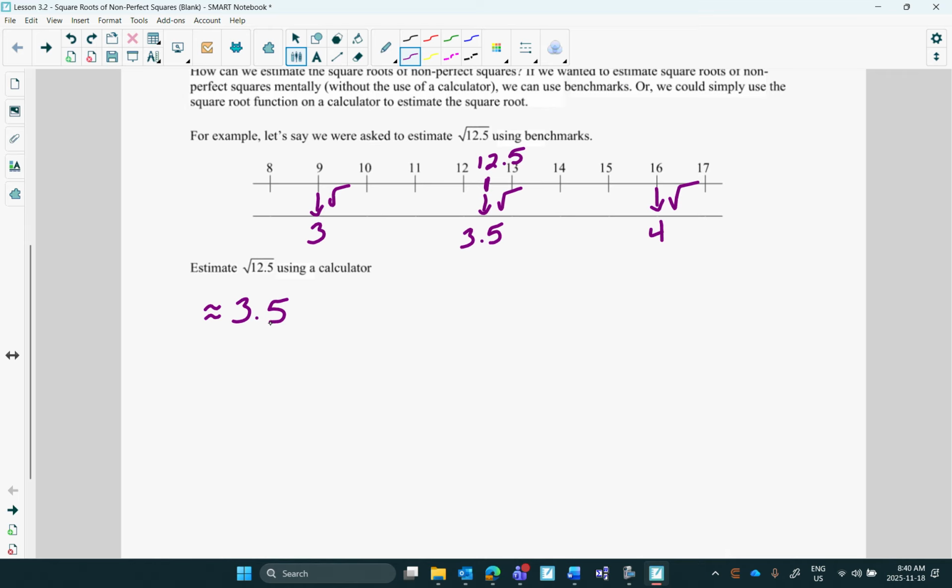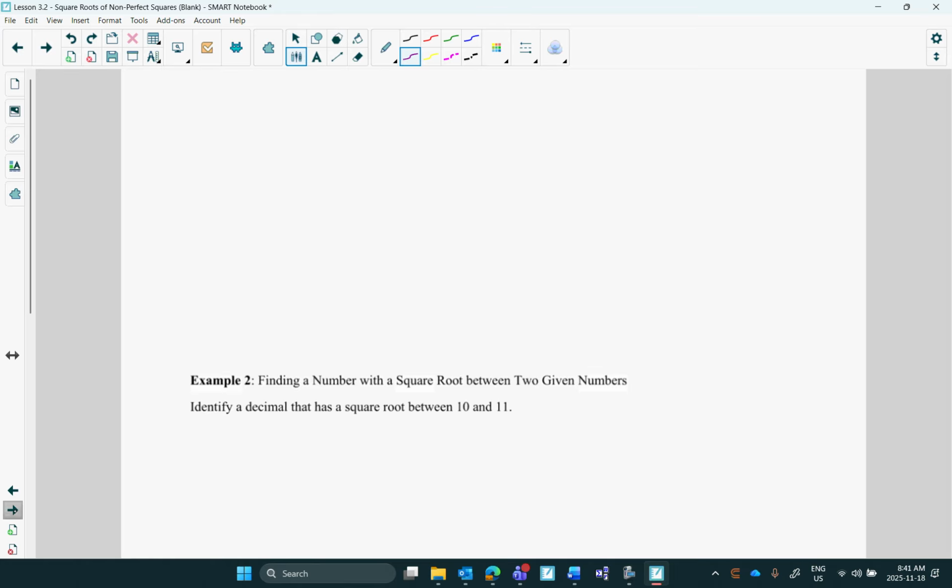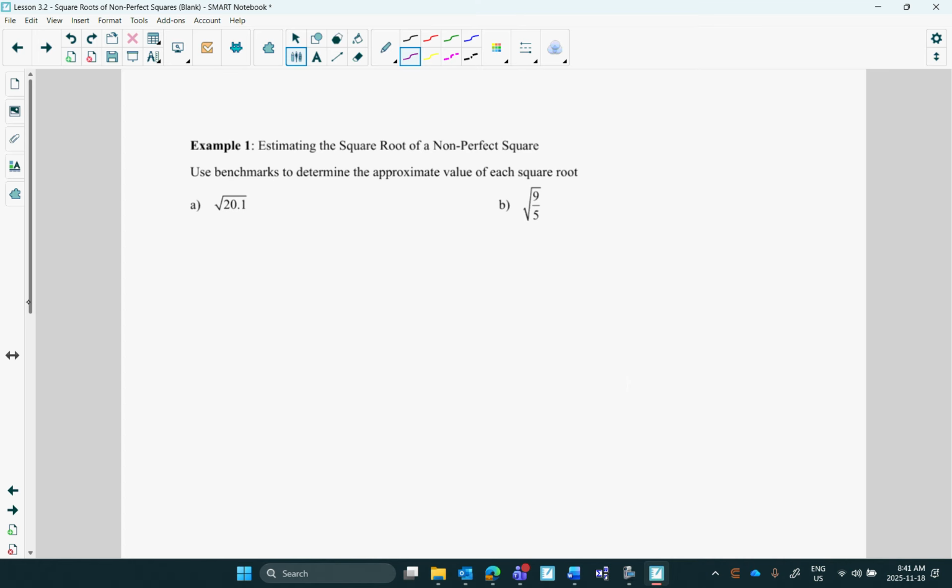So you're not really going to be responsible for doing benchmarks. And technically, you don't even have to do benchmarks. You can do it without. But for the most part, when we use these things in actual problem-solving situations, we're going to use a calculator. Okay. So a couple of examples.